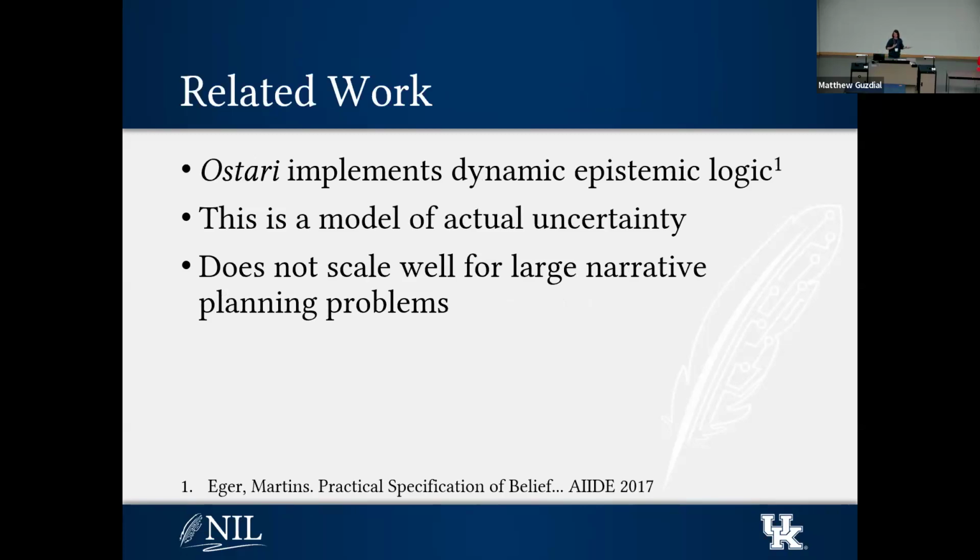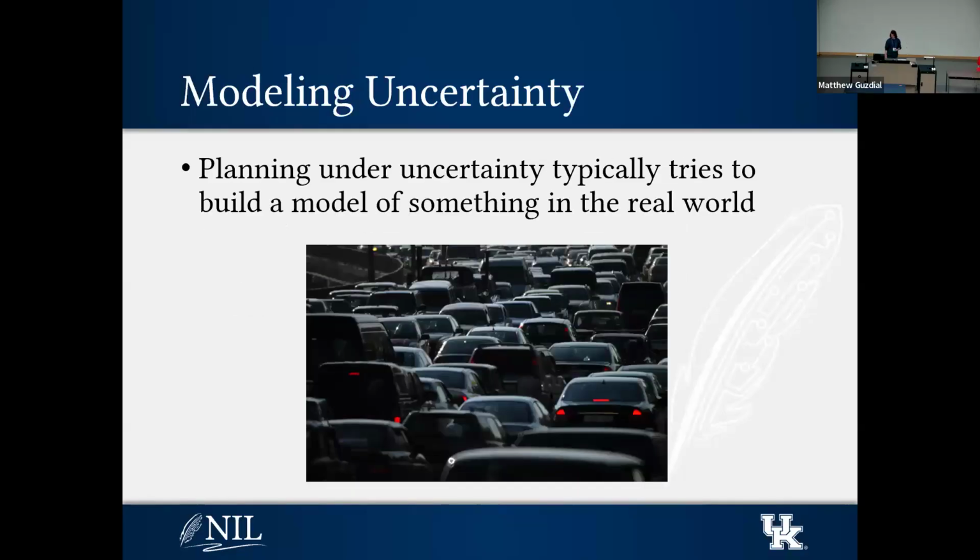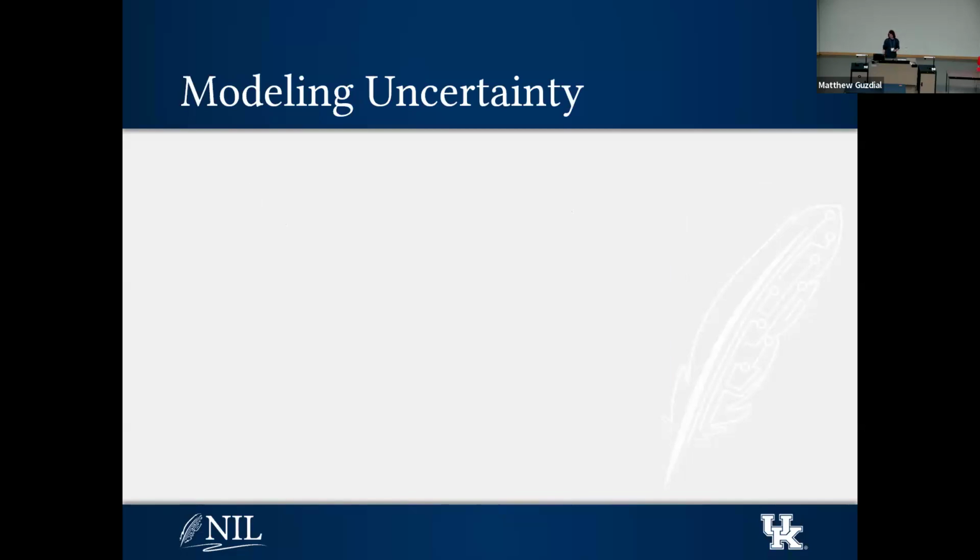One of the related works we've seen, I think previously at AIIDE, is OSTARI, which implements dynamic epistemic logic, so that branching off of multiple beliefs. This is a model of actual uncertainty, and I will talk about this in a second. But we saw that OSTARI, modeling actual uncertainty, did not scale well for very large narrative planning problems. And related to that, when we are modeling uncertainty in traditional planning, we're usually trying to build a model of something in the real world.